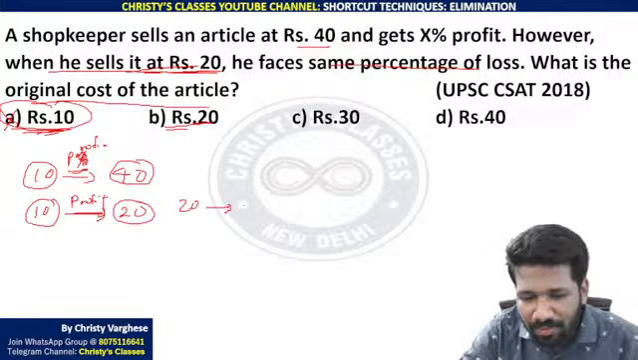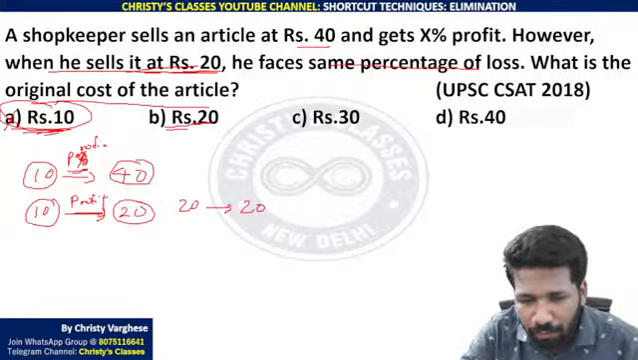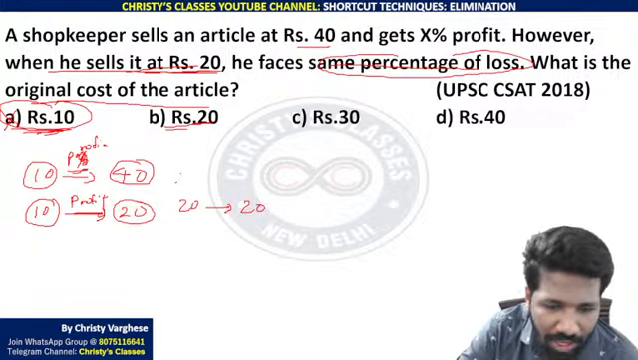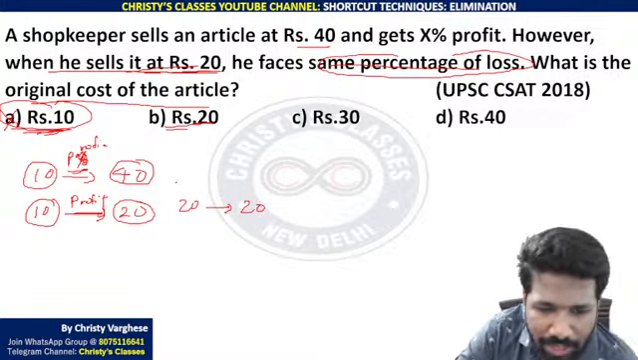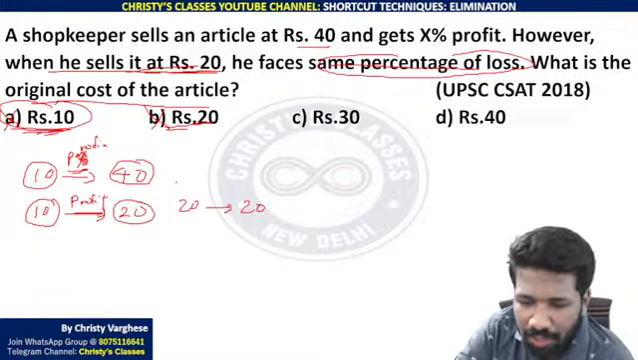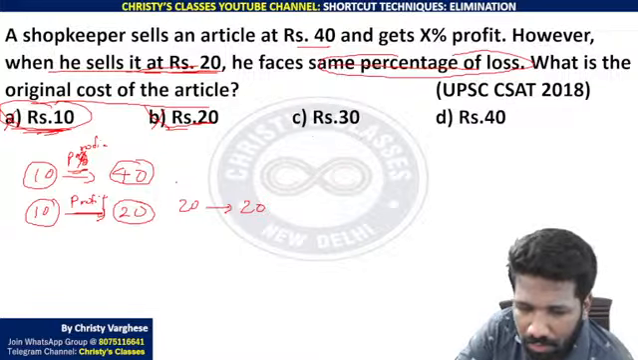20 rupee, if you sell it at 20 rupee, there is no profit, no loss. But they say that there is a loss, not break even, not no profit, no loss. That is why option B is eliminated. Even option D also has the same problem. Or option C, you can try 30 rupee.